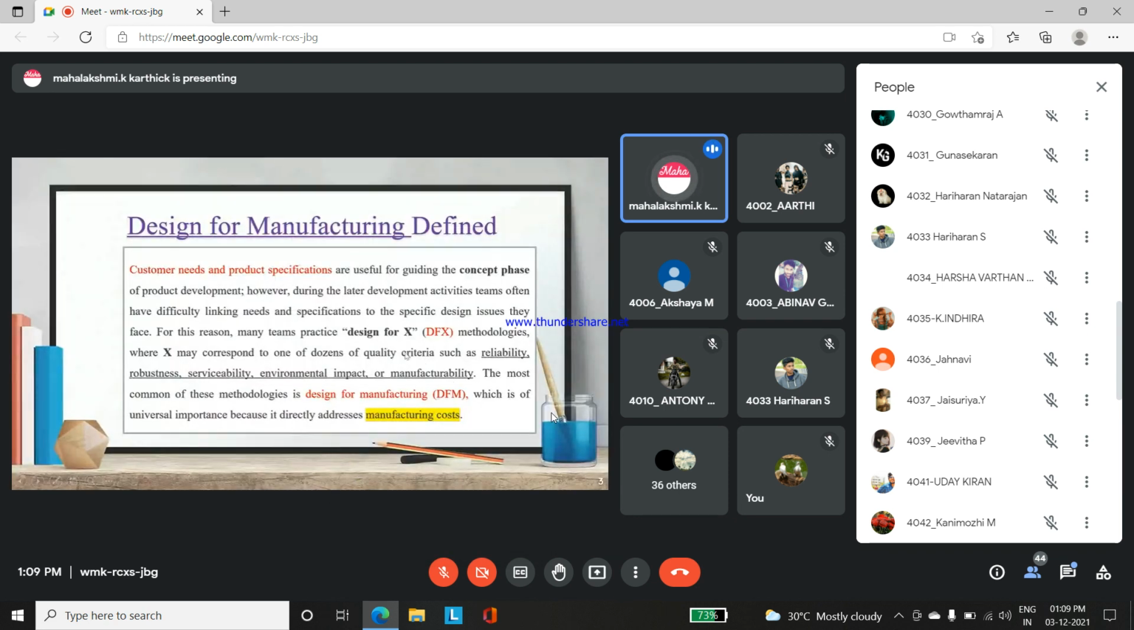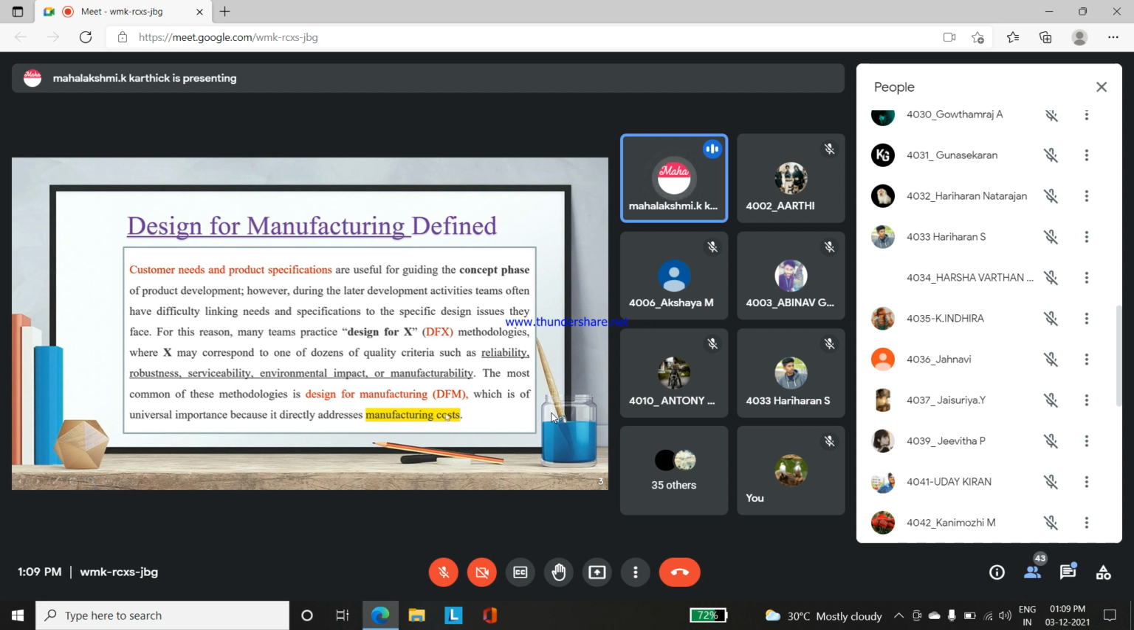So if these dozens of quality criteria are satisfied, then design for manufacturing, which is of universal importance, directly addresses the manufacturing cost. Whenever you are undergoing the topic design for manufacturing, first we have to address its manufacturing cost. As you all know, what is manufacturing cost? What we discussed last class. It comprises three things: direct material cost, direct labor cost, and direct manufacturing overhead cost.